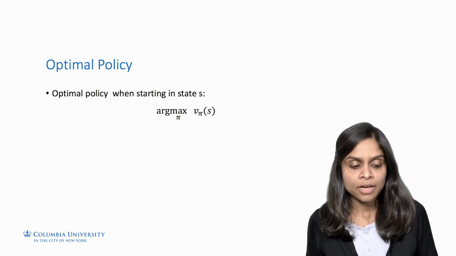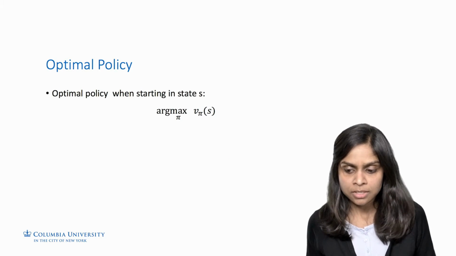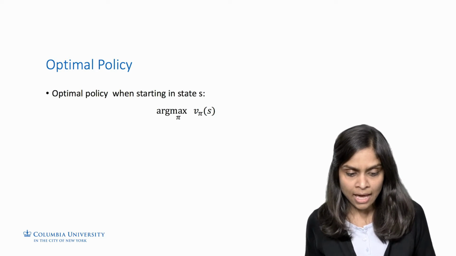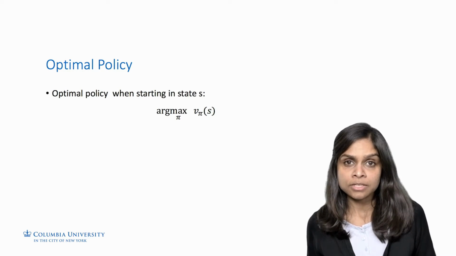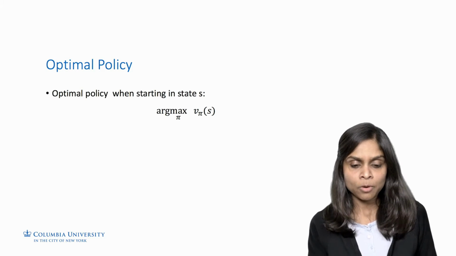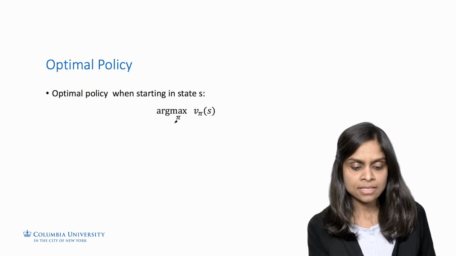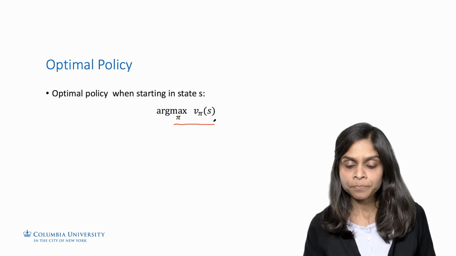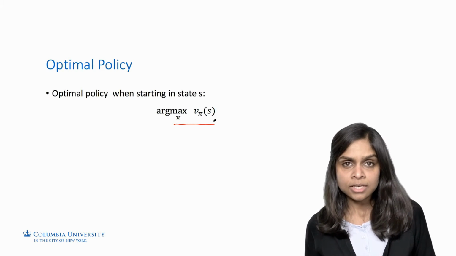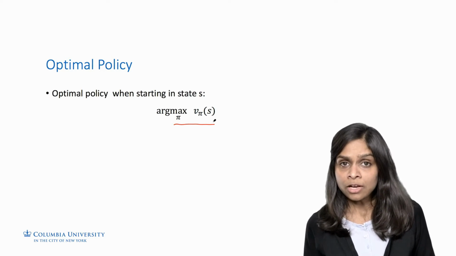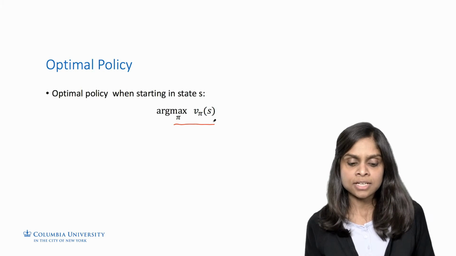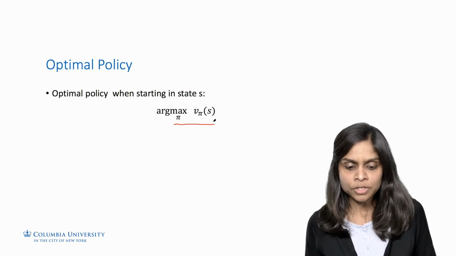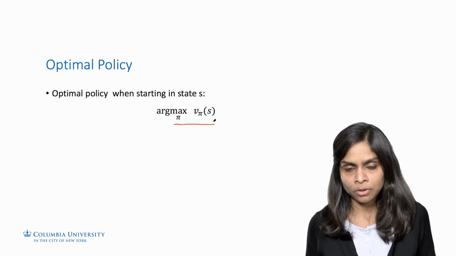Firstly, we realize that we haven't defined the optimal policy yet. When starting in state S, we would like to maximize the value of the policy starting from state S. So the optimal policy when starting in state S can be found like this. But in general, it is possible that the value function is maximized for different states by different policies. So which one of these should be called the optimal policy?